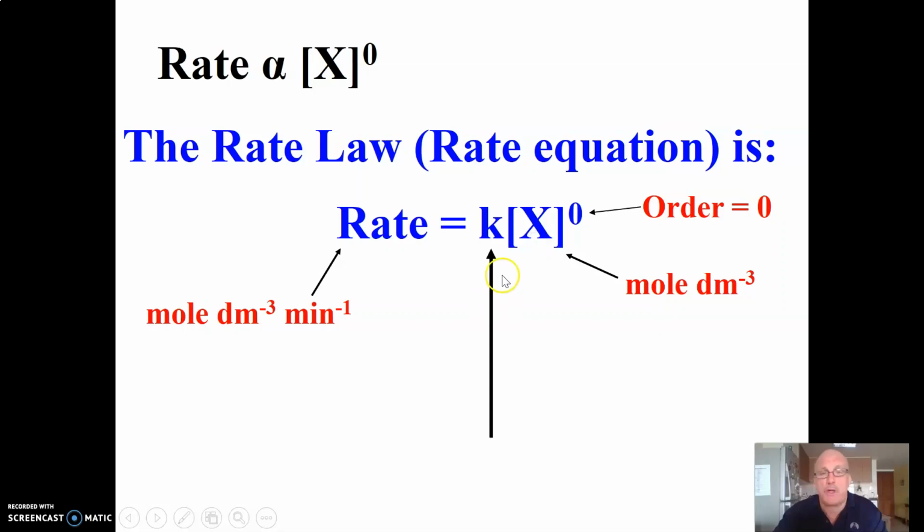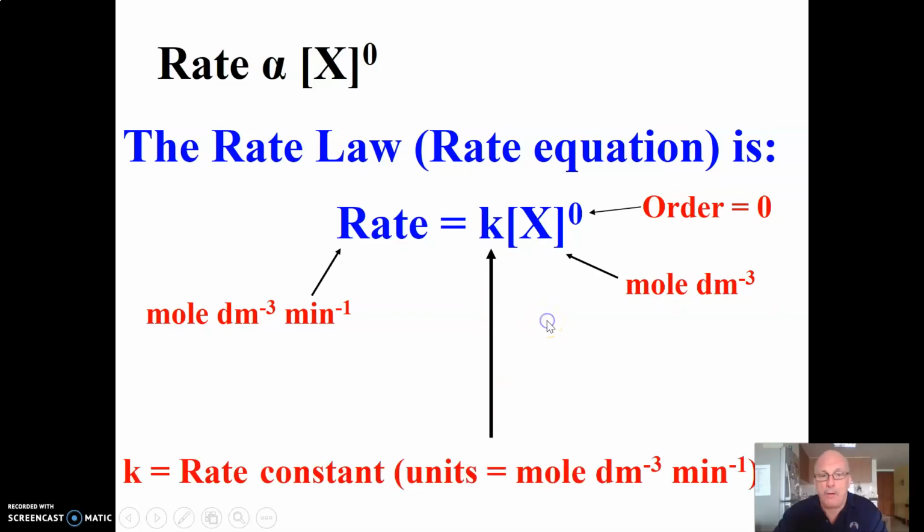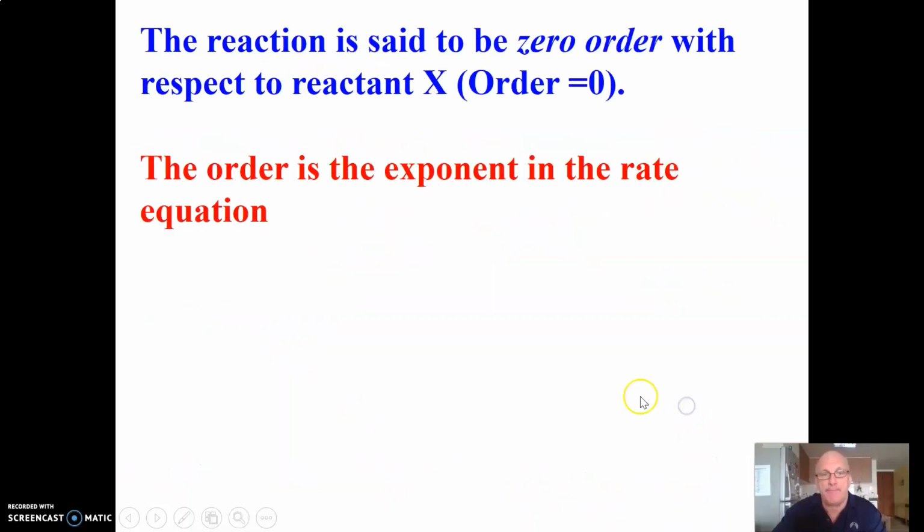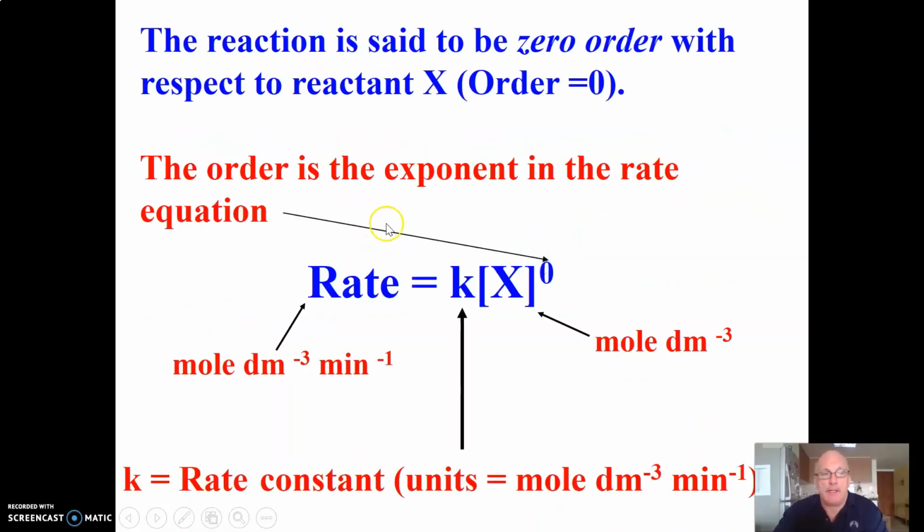Now, please pause and work out the unit of k. Okay, and you can see that because this is 1, the unit of k is the same as the unit for rate. Moles per dm cubed per time, in this case per minute. Okay, so here we go again. The exponent is 0 because it's 0 order, and here are the 3 units in a 0 order rate law. Okay, there you go.